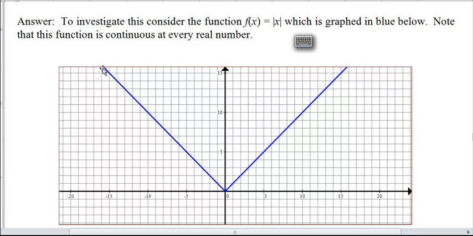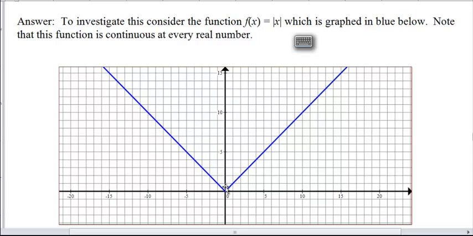So notice that this is continuous everywhere. It's one connected piece. Everywhere on this graph, the function value exists and the limit exists, and they are the same. So this is a continuous function everywhere. But let's look at the most interesting point here, which is at the origin, where we have a vertex or a sharp corner. The shape is actually a right angle, 2 rays with a common endpoint.